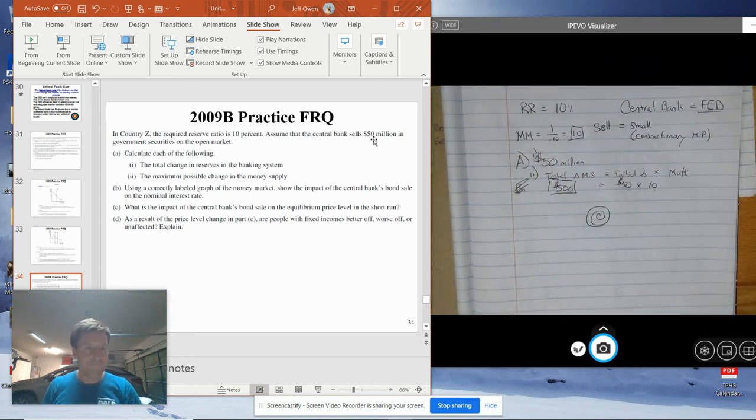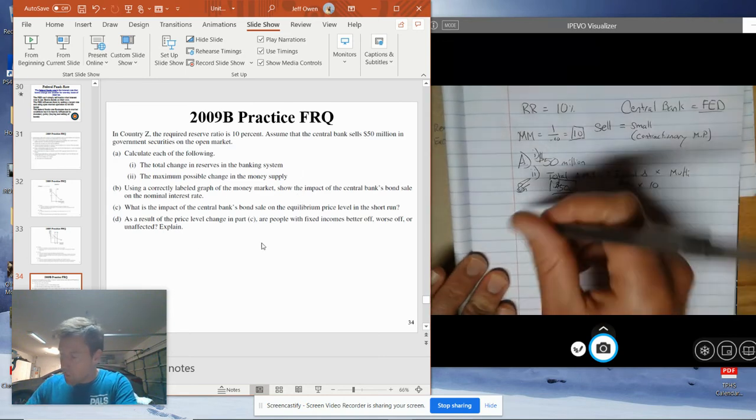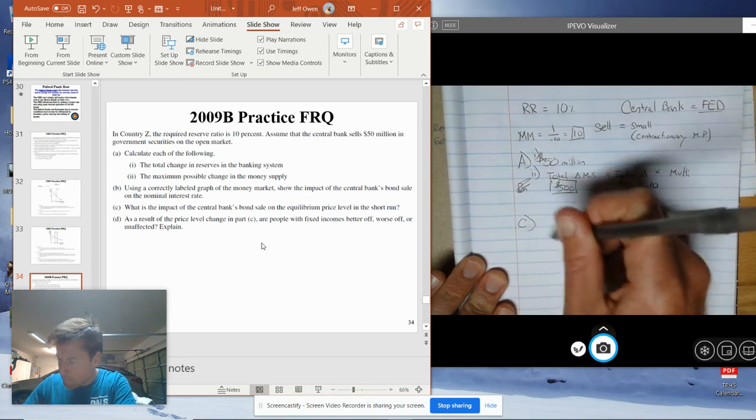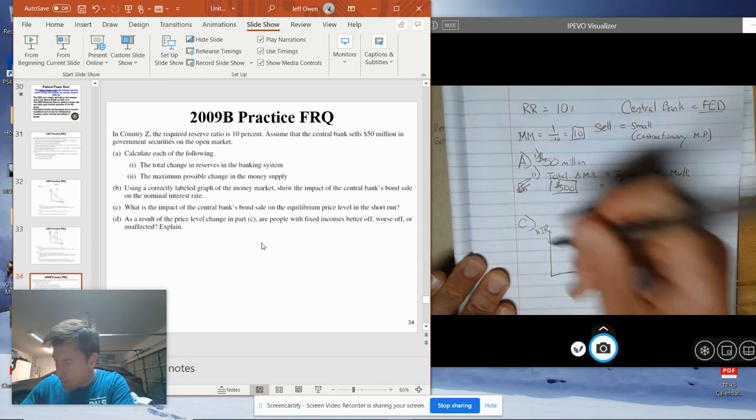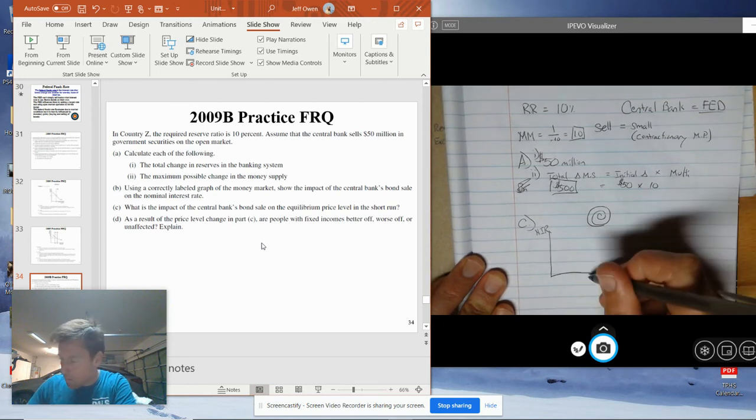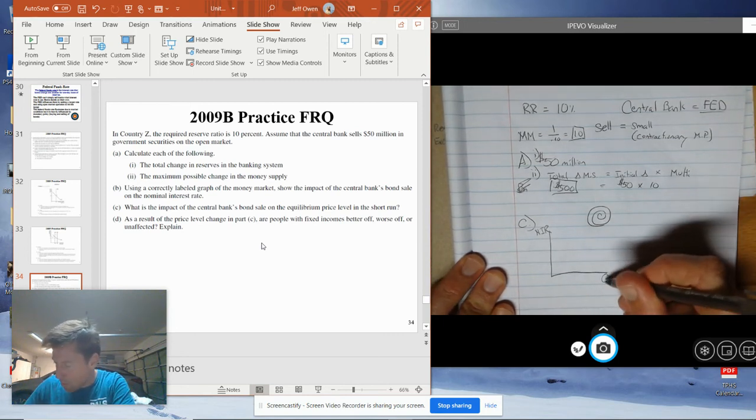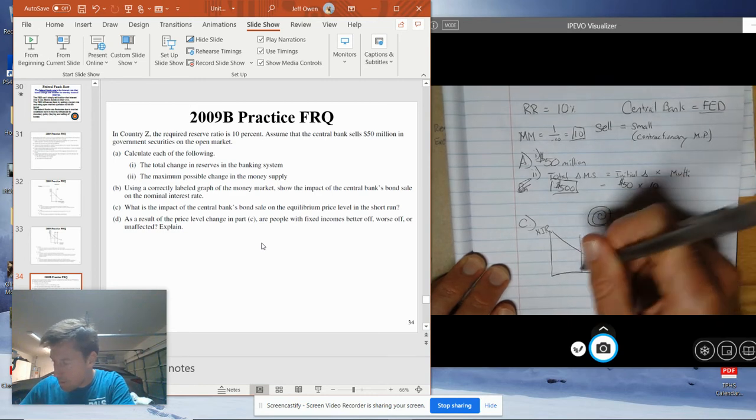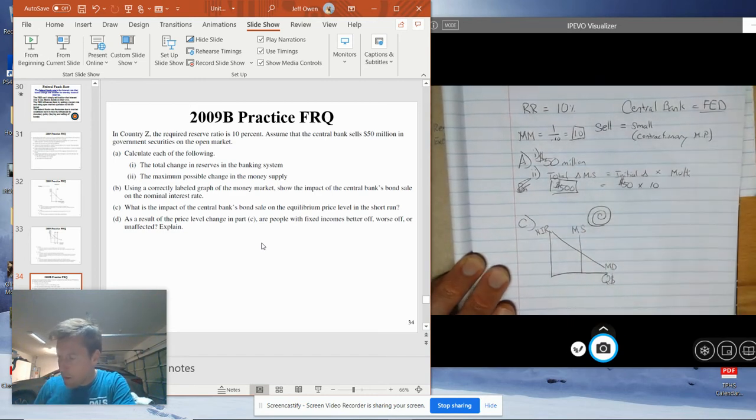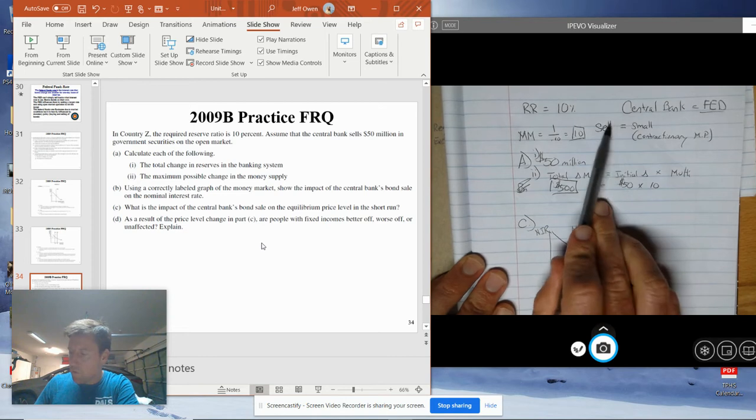All right. Using a correctly labeled graph of the money market, show the impact of the central bank's bond sale on the nominal interest rate. So sell small. Okay, so part C. We have our nominal interest rate. Definitely write nominal interest rate on the AP exam. Don't just be Mr. Owen and abbreviate everything. Money demand, money supply. We sold bonds, sell small.